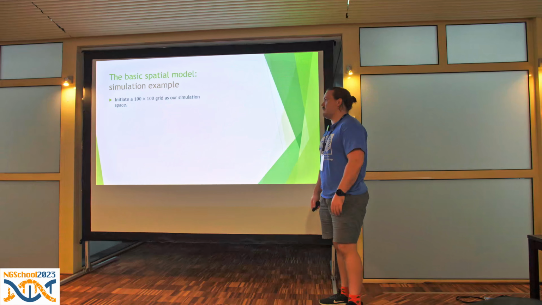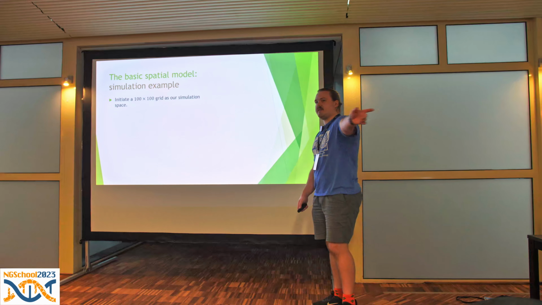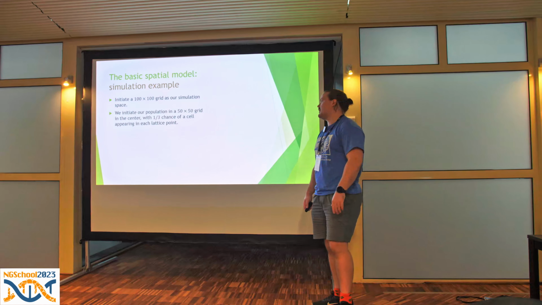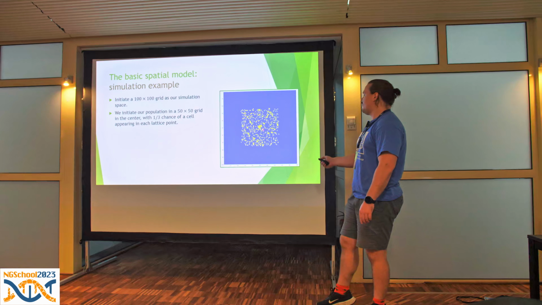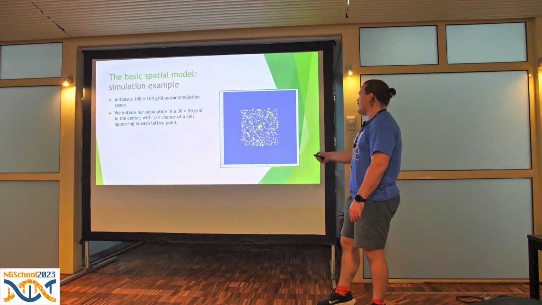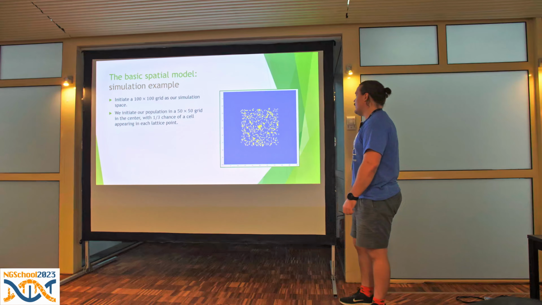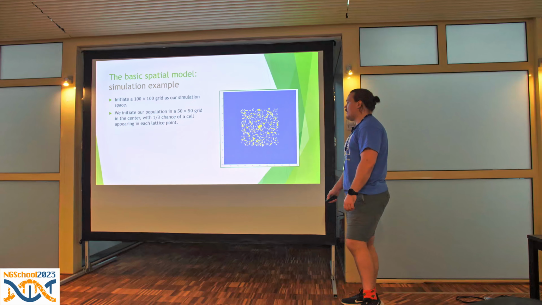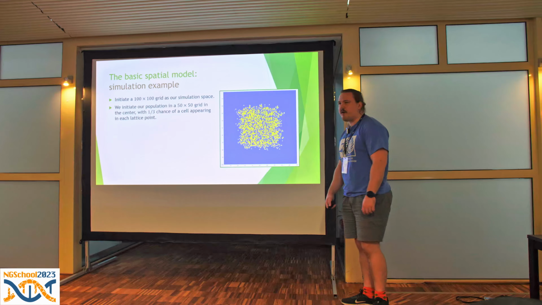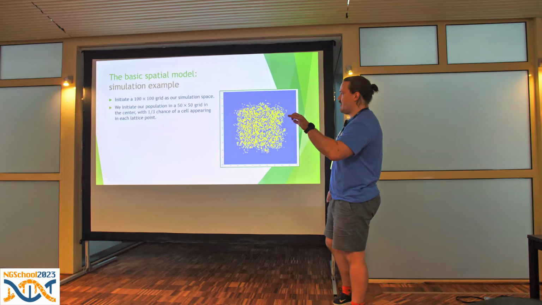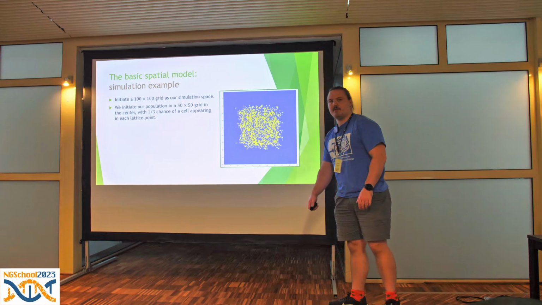So let's simulate this. We initiate a 100 times 100 grid as our simulation space. So we have 100 lattice points in the x direction, 100 lattice points in the y direction. And then we initiate our population in the 50 by 50 grid at the center. We say that the probability of there being a cell in each of these grid points is 1/3. So the yellow dots here are cells, and the blue dots are empty lattice points. And then I ran this for 1 million generations, and we skip to every 1,000 because it would be very boring to look at a 1 million frame GIF. And yeah, so this is how it looks when we run this algorithm that I just described.